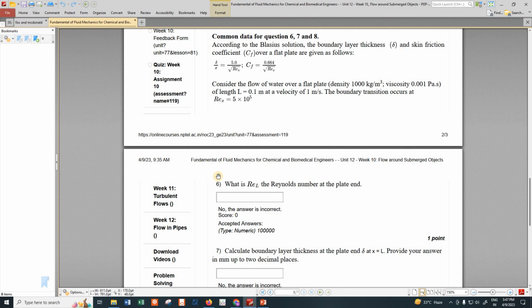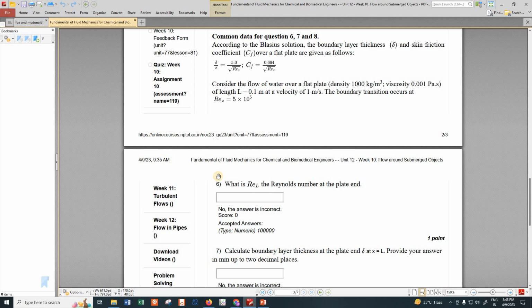Consider the flow of water over a flat plate. The water's density is given as 1000 kg per meter cube, and the viscosity is 0.001 Pascal second. The length of the flat plate is 0.1 meter, and the free stream velocity is given as 1 meter per second. So the water is introduced to the flat plate at 1 meter per second. The boundary layer transition occurs at a Reynolds number value of 5 times 10 to the power 5.